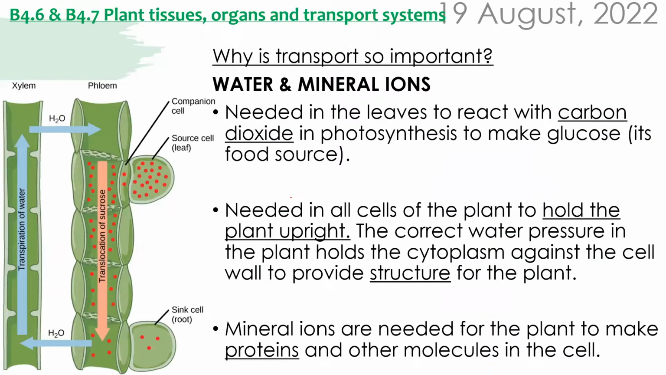Okay. So why are these things important and what do they do? We've got a nice display here of xylem against the phloem. I've seen so many students in exams not really focus on these things, so this is a really good part to focus on. The water and mineral ions are needed by the leaves to react with carbon dioxide in photosynthesis to make glucose, its food source. Like how we need glucose, plants need glucose too.